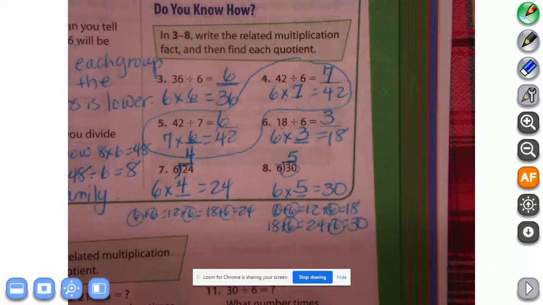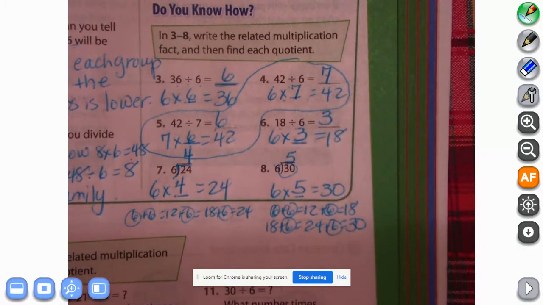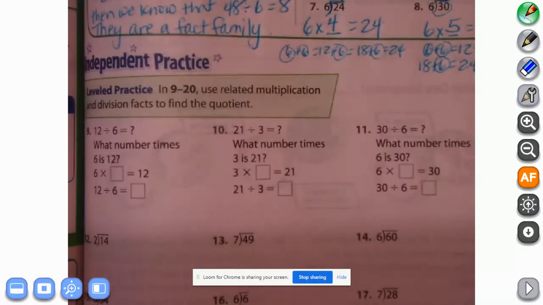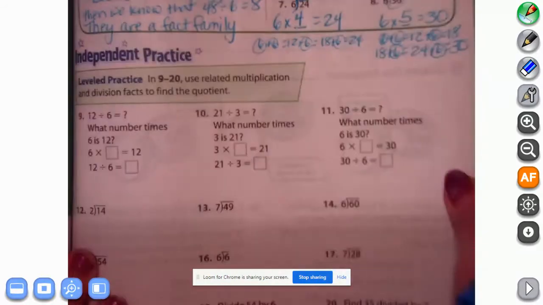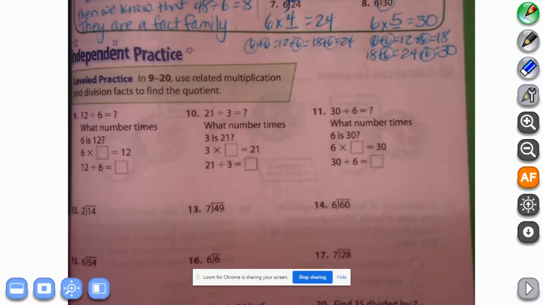All right, so last time we did the odds. So this time we're going to do the evens. So we're going to go to our independent practice, okay? And we're going to circle all of the even numbers. Now, how do we know if a number is even?